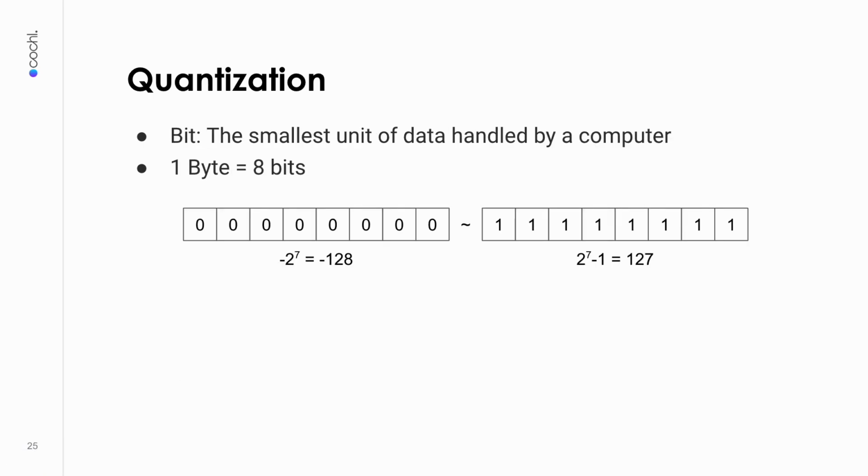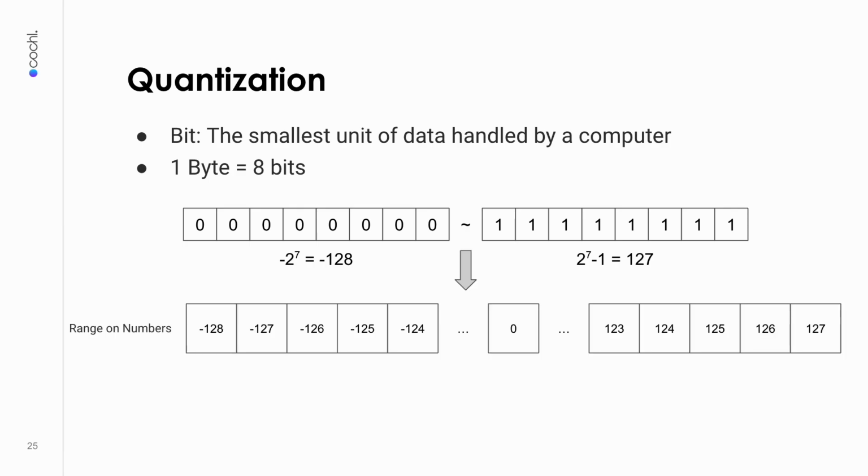The smallest unit of data handled by a computer is a bit. A bit can express 0 and 1. By combining these 0 and 1, we handle various types of values. For example, 256 values can be expressed with 8 bits, and we call the unit made up of these 8 bits a byte. 1 byte can express 256 values, and if you express negative numbers, you can express values from -128 to 127, including 0.